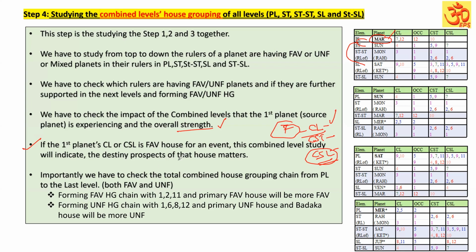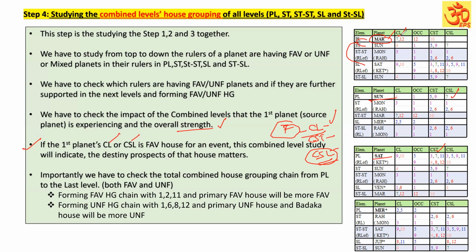Now, what do we mean by cuspal lord or cuspal sublord of a favorable house? For example, for the event of marriage, Mars is the seventh lord, Saturn is the seventh star lord, and Sun is the seventh cuspal sublord. Just take the seventh lord and the seventh sublord. They are the rulers of the seventh house. Mars is owning the seventh house, and Sun is the authority planet for the seventh house. Based on what their star lord and sublord are going to give to the seventh lord Mars and also Sun, the impact of the destiny is going to be there.